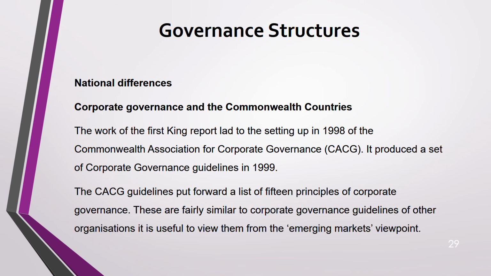And here, what did CACG do? They put together a list of 15 principles of corporate governance. You don't have to know the 15 points. These 15 points are very similar to other corporate governance guidelines for other countries. You can Google and check what these 15 principles in CACG are. If you go through that, you have to see it from the viewpoint of emerging markets. The markets are just emerging, just developing, not yet developed like UK and US. So from their point of view, what could their corporate governance be? You have to view it like that when reading the 15 principles.